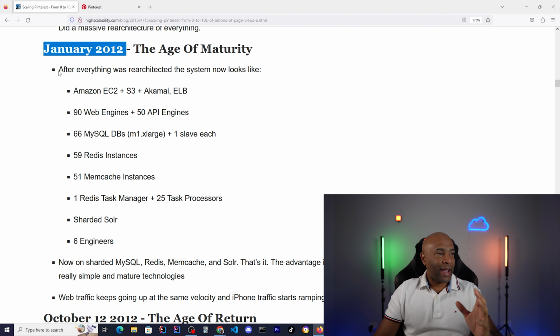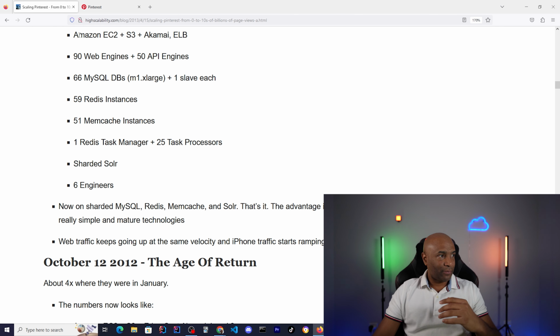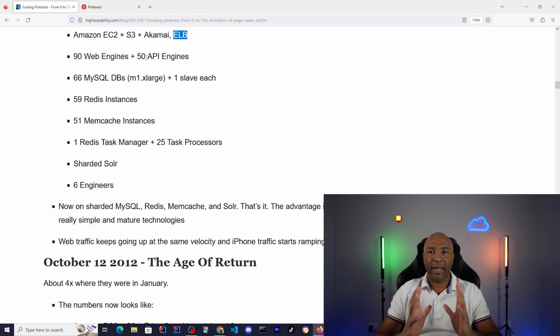After everything was re-architected, the system now looks like this: they're still using Amazon EC2, S3, and Akamai. Akamai is probably another CDN or an edge location, plus an Elastic Load Balancer, that's still AWS. Now they have 90 web engines plus 50 API engines, 66 MySQL databases on M1 XLarge, that's another EC2 instance type, plus 1 slave each, 59 Redis instances, 51 memcached instances, 1 Redis task manager, plus 25 task processors, 1 sharded Solr, and 6 engineers.